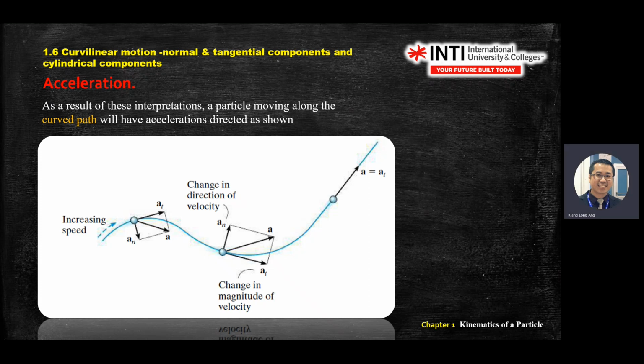Okay, then when you have AT, it means you have an A equation, and you can find velocity by integration. Why? Because A equals dv dt. You want to find V, so integrate. Okay, you get V.